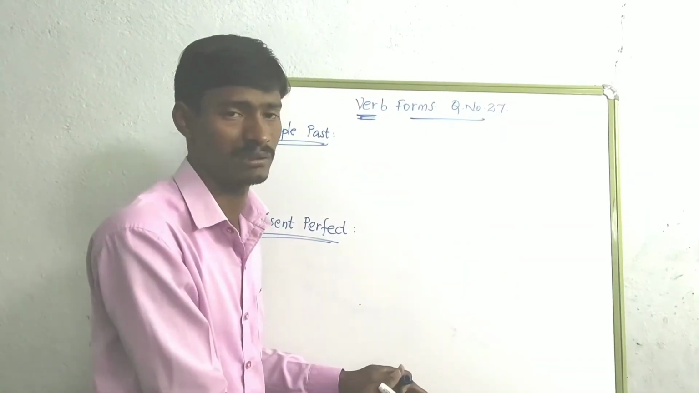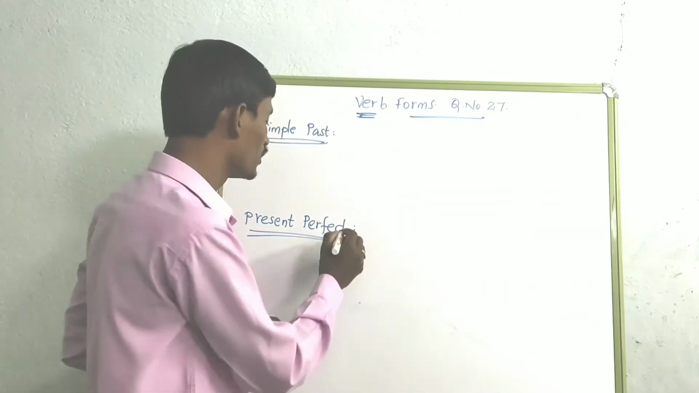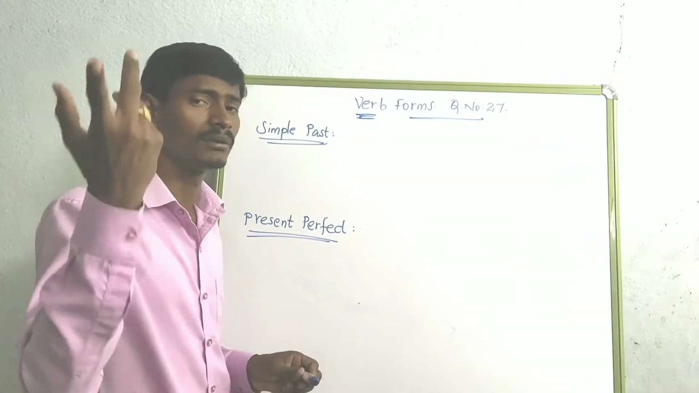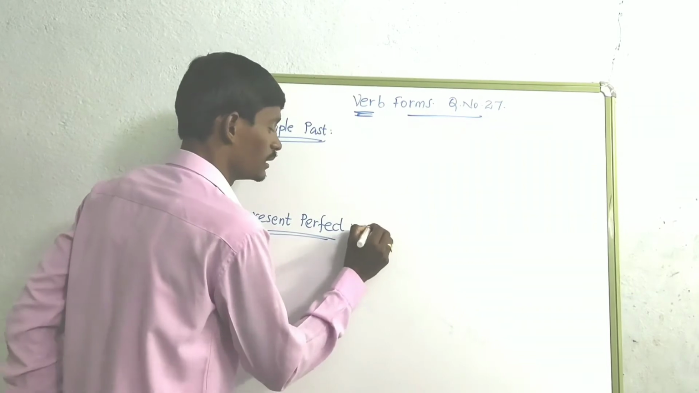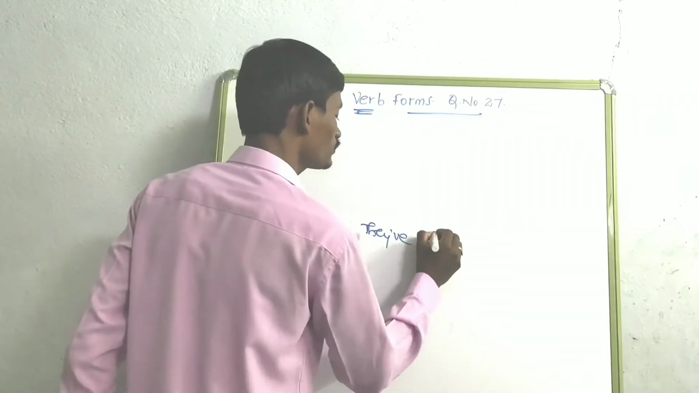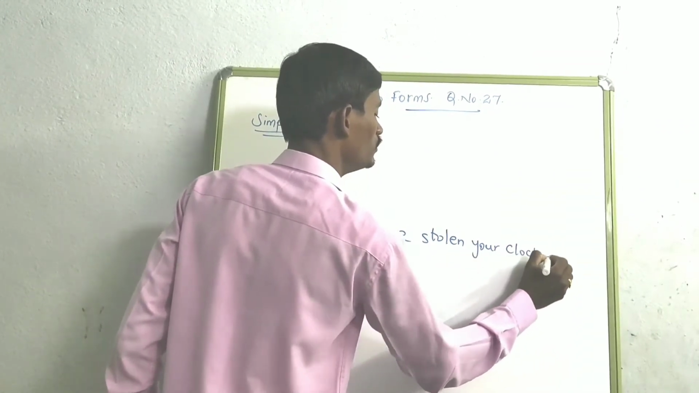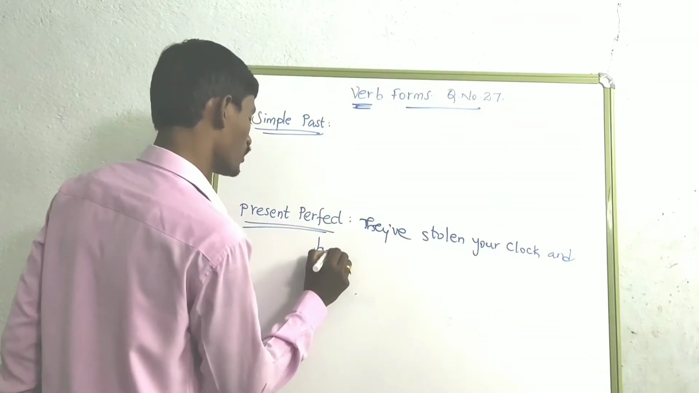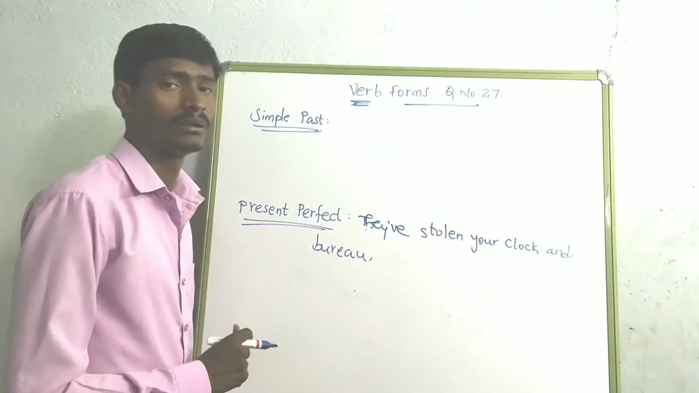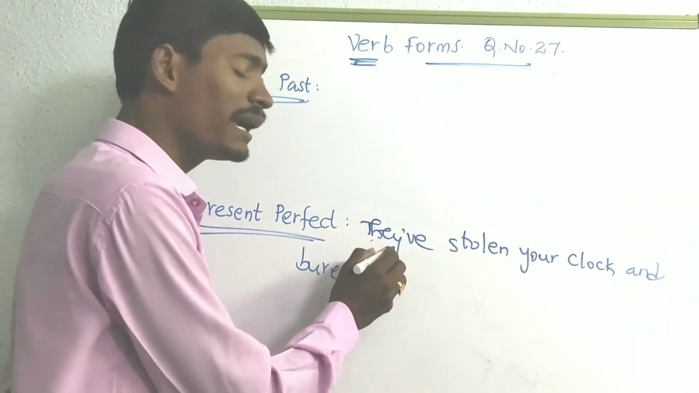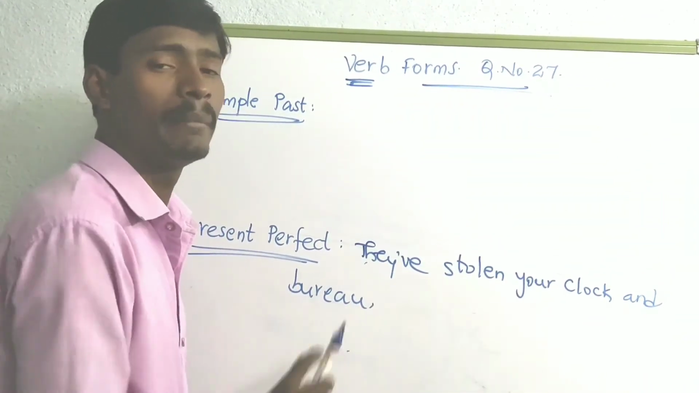If time or place of action is not mentioned, that is, no adverb of time or adverb of place, then you can go for present perfect. For example, take the example given in your textbook: they have stolen your clock and bureau. If you understand from the lesson, Amelia and Henry Slater have stolen the clock and bureau of Abel Mary Weather.